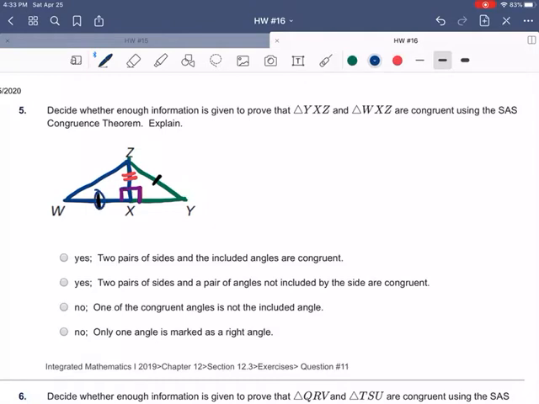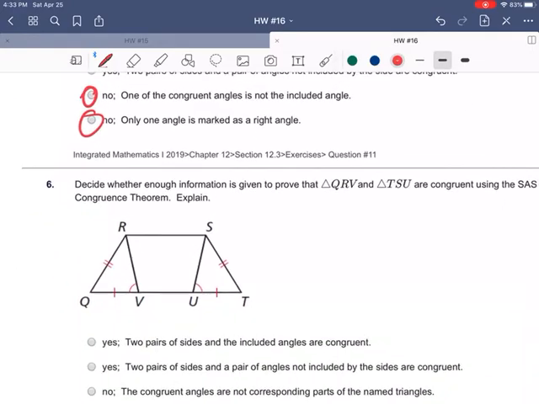On my blue triangle, I have side, angle, side. On my green triangle, I have side, side, angle. Well, side, angle, side does not match side, side, angle. So this one's going to be a no. And one of the congruent angles is not included in the angle is the correct option there. This is not included. Included would mean in between this and this, so it would be that angle there.